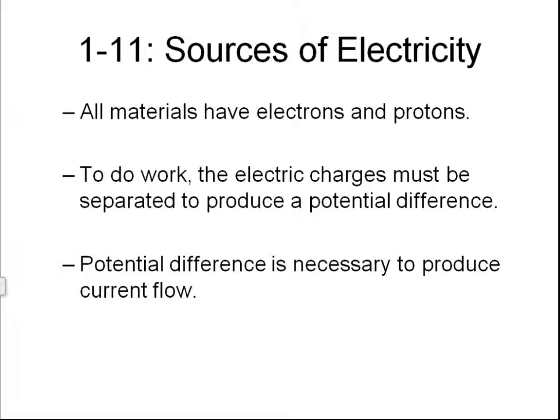All right, where do we get sources of electricity? Well, we know all materials have electrons and protons. So it's just what kind of work do we do to separate them to create a potential difference? Because we know potential difference, without it, we can't create current flow.